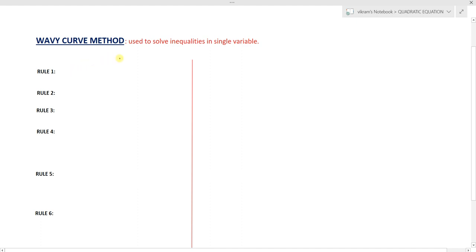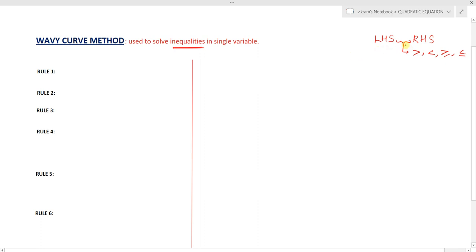Wavy curve method. This method is used to solve inequalities in a single variable. In the previous lecture we learned about inequalities and how to represent them. An inequality is represented when we have an expression on the LHS and an expression on the RHS, and between them we use greater than, less than, greater than or equals to, or less than or equals to. Then the expressions are called inequalities.